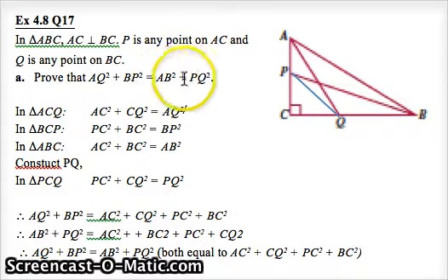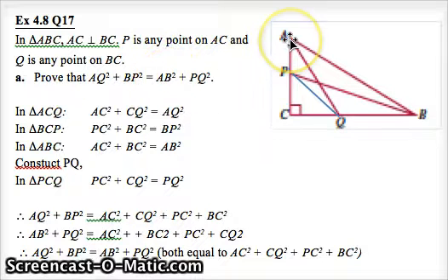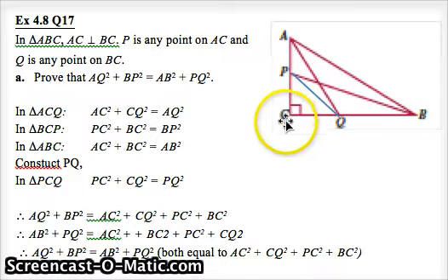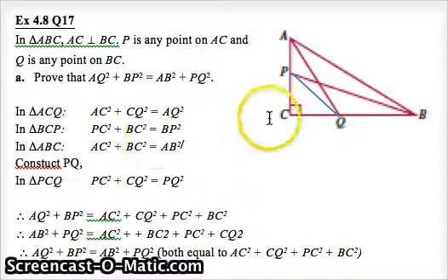Then we can look on the other side of the equation. We need an expression for AB squared. Now AB is in the triangle ABC, and we can see that it's the hypotenuse. So therefore AC squared plus BC squared equals AB squared, which we've got written there in that third line.